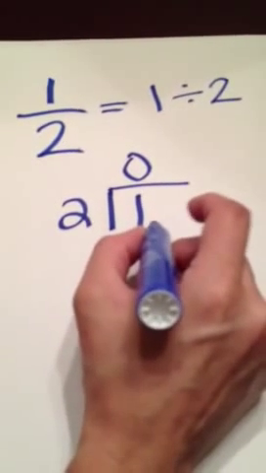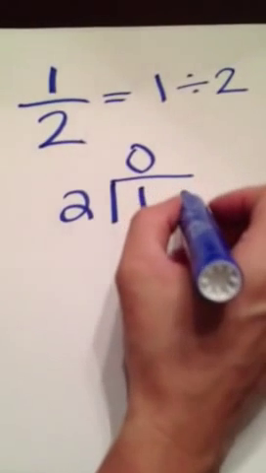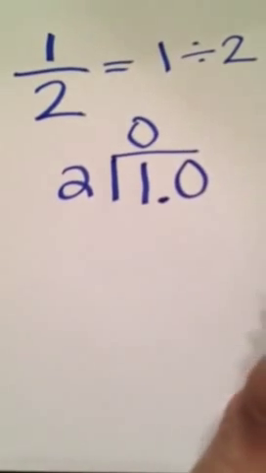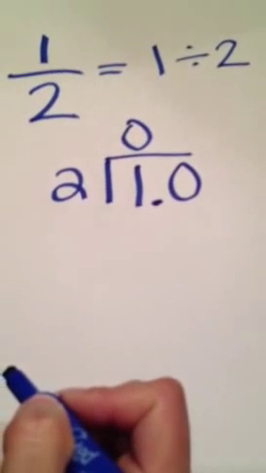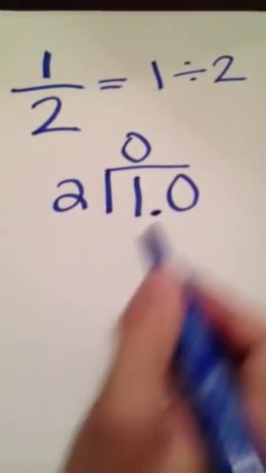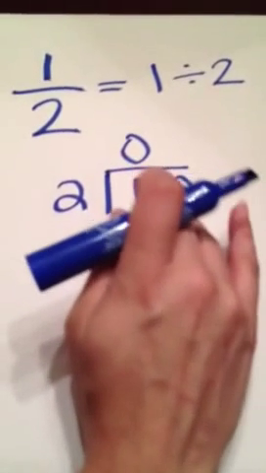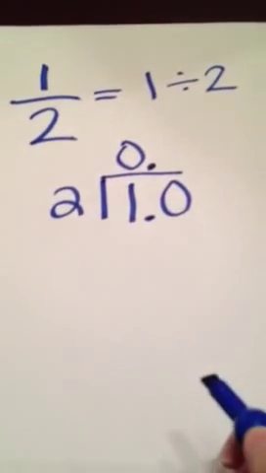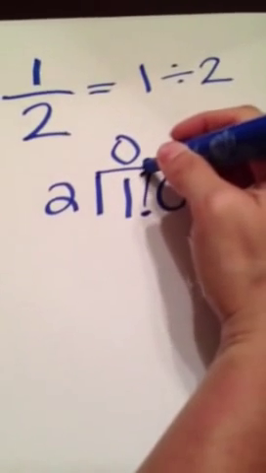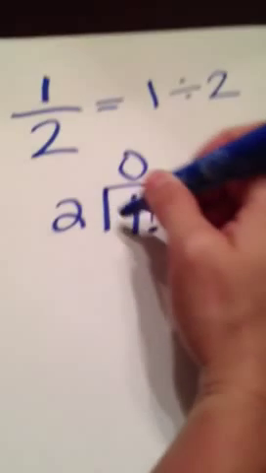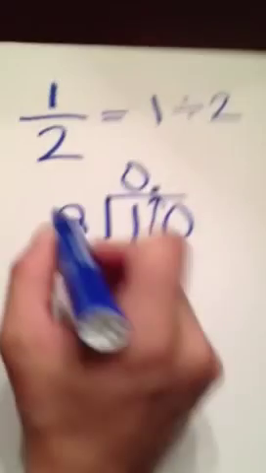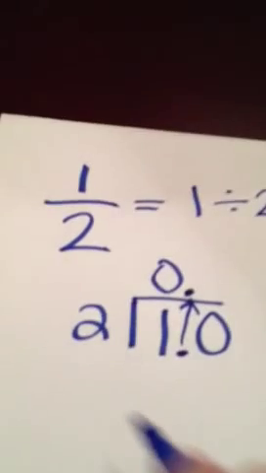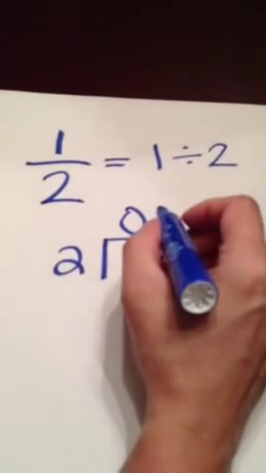So we're going to add a decimal point here. And what would we put after our decimal? A 0, that is correct. Does 2 go into 10? We're going to pretend that this is 10, okay? We're going to move our decimal straight up, just like that. And we're going to pretend that it's not a decimal number, that we're going 2 into 10. What is 10 divided by 2? 5.